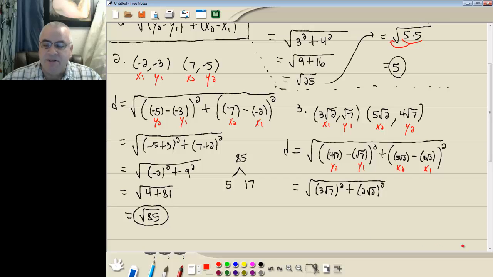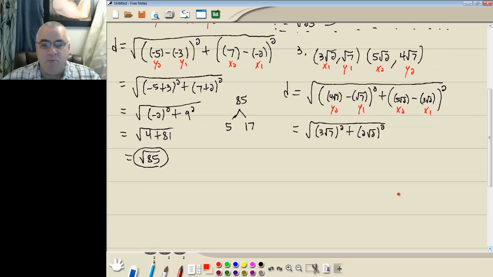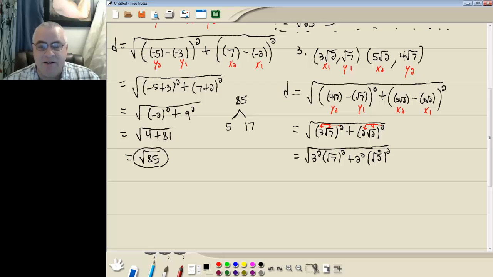Now, if everything inside of your parentheses is either multiplication or division, and you're raising it to a power, you can take everything to that power. So right here, we got 3 times the square root of 7. We can take the 3 to the second power, and we can take the square root of 7 to the second power. And same thing over here. We'll take the 2 to the second power and the square root of 2 to the second power. They should have called that the distributive property of exponents.